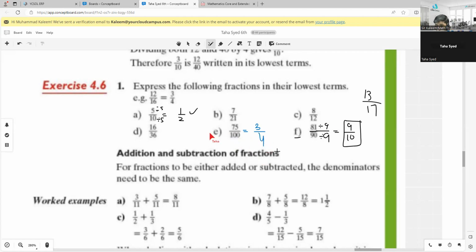You just have to find a number that divides both numerator and denominator. If you find that number, you just have to divide it. If there is no number that divides both, you just have to write that this one is the simplest form. We got our answer. It will be 1 over 3.